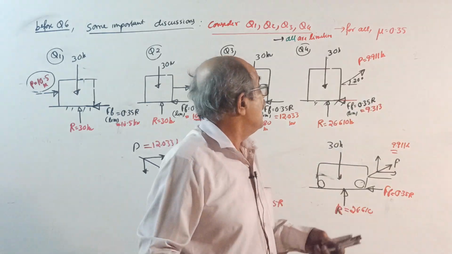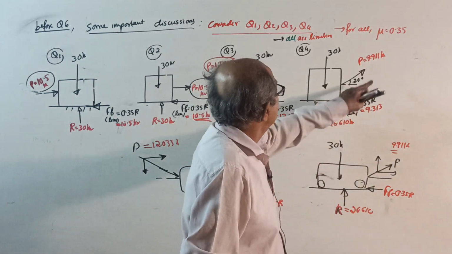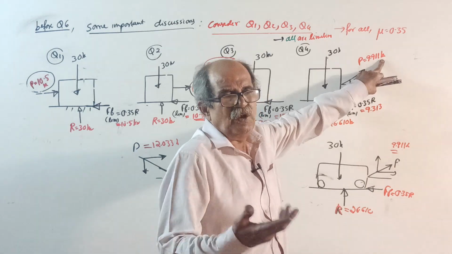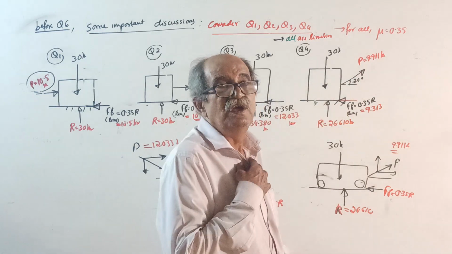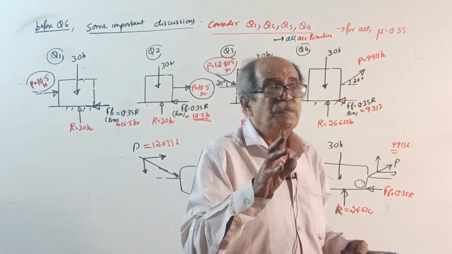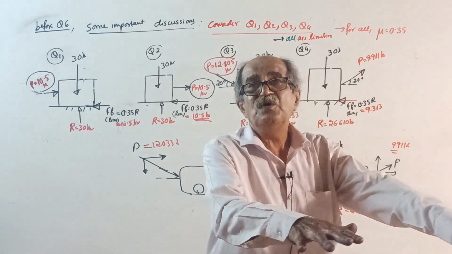Question 5, the answer of P, I don't remember. 9.905 something. I forgot the answer now. Who will remember the answer now? Some answer is there, see there. That is the least. So therefore, suppose that a car is on the road.